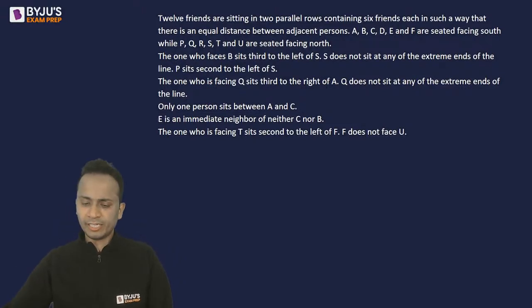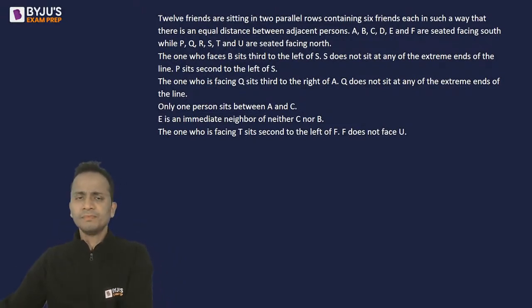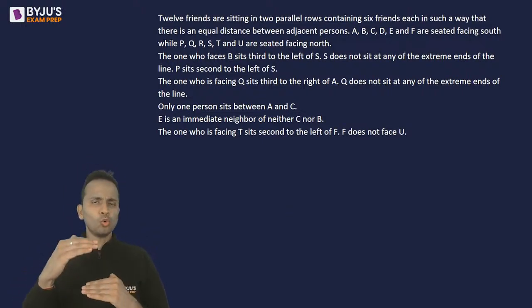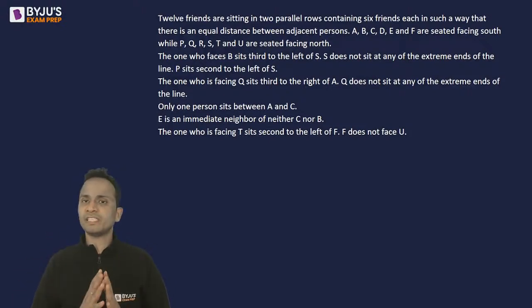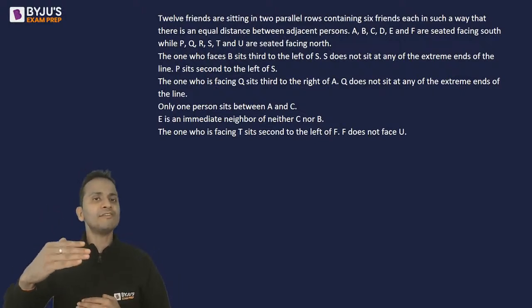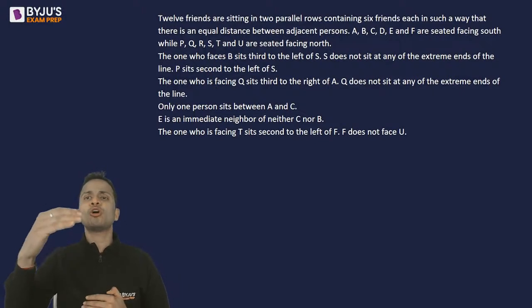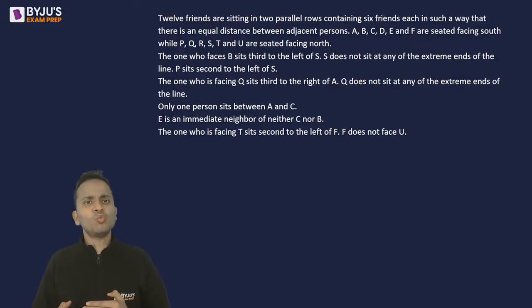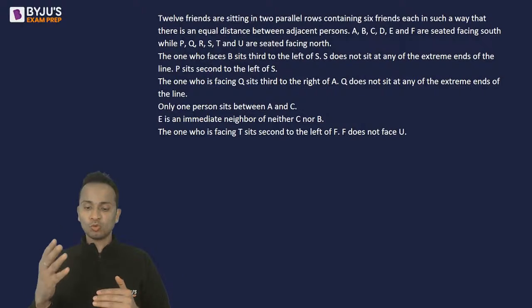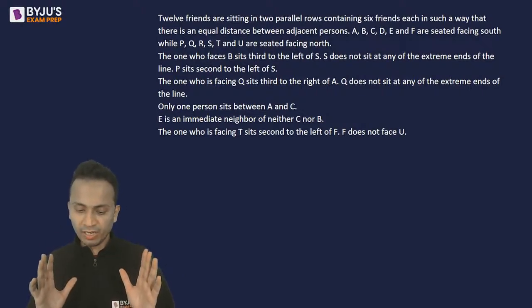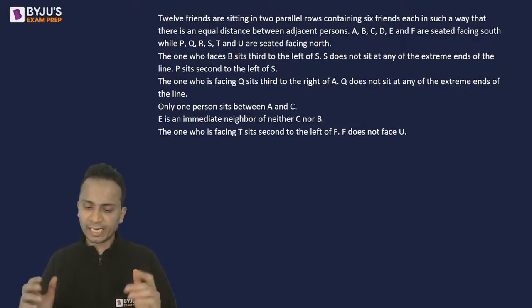I've copied all the statements on this screen, and we'll try and draw the arrangement. So we know that there are two rows. In each row, there are six people, and they are sitting facing each other. A, B, C, D, E, F are facing south. So A, B, C, D, E, F will be sitting in the first row or the upper row, and they will be facing downwards. And P, Q, R, S, T, U are sitting facing northward, and they will sit in the second row.